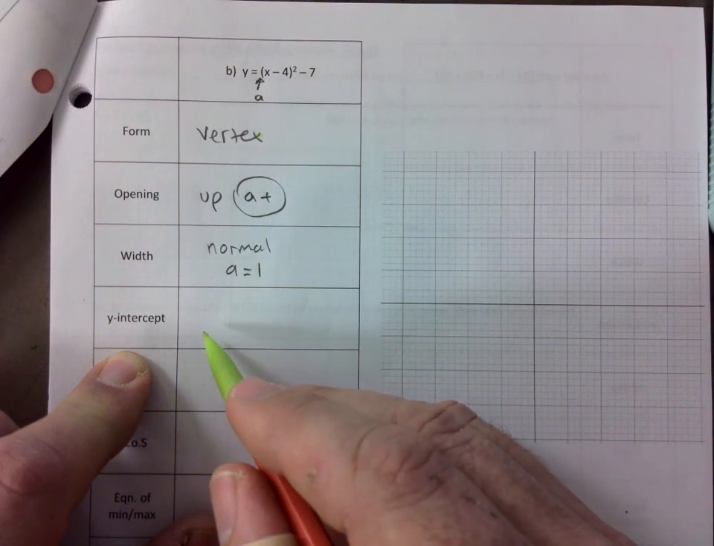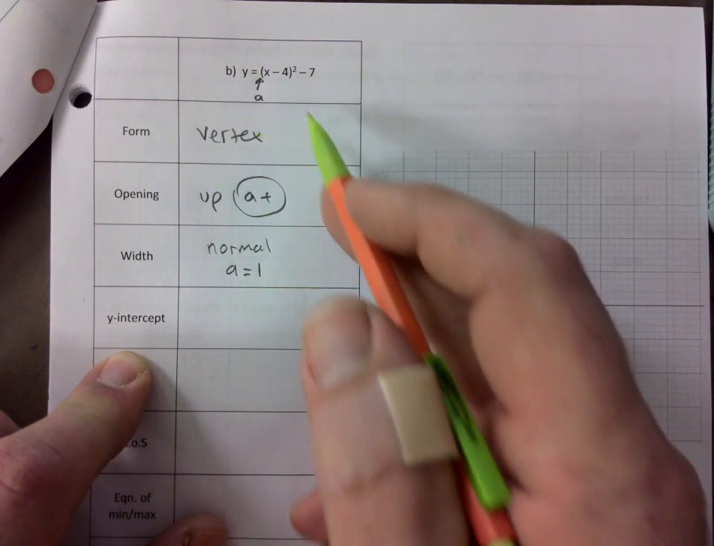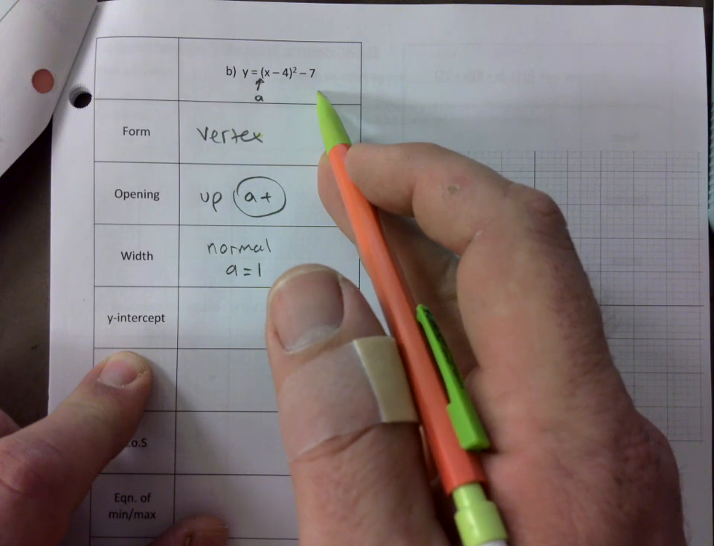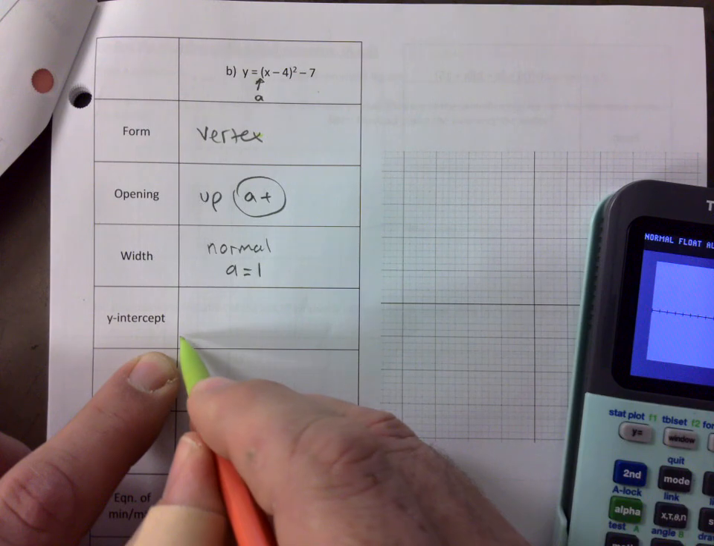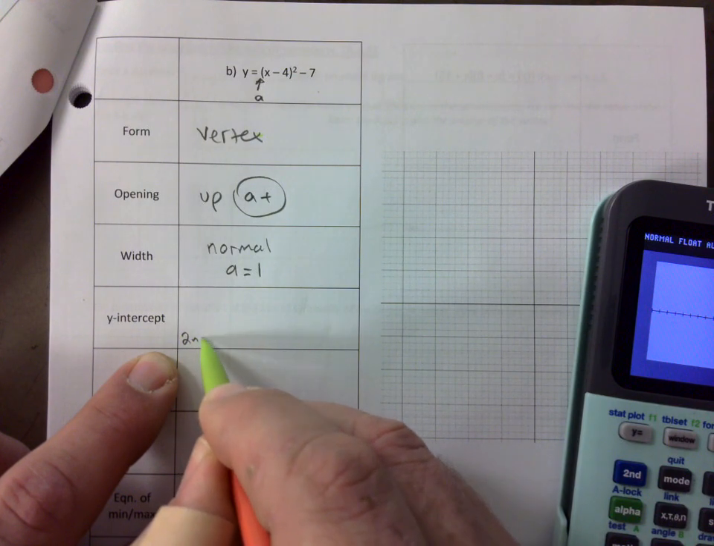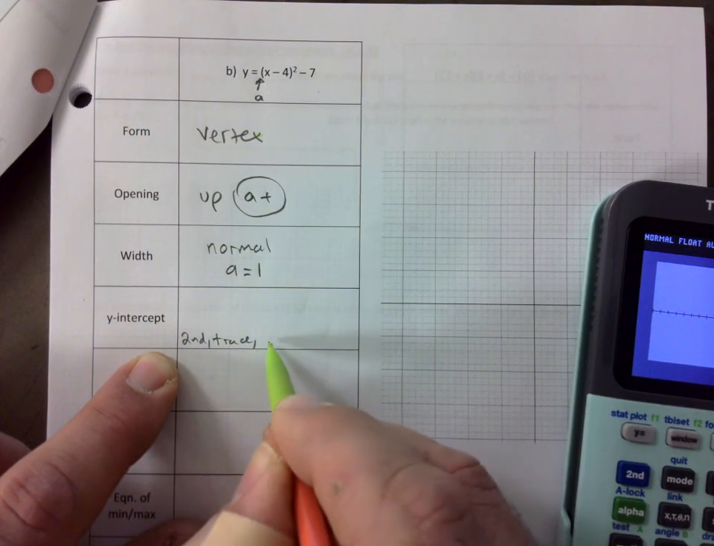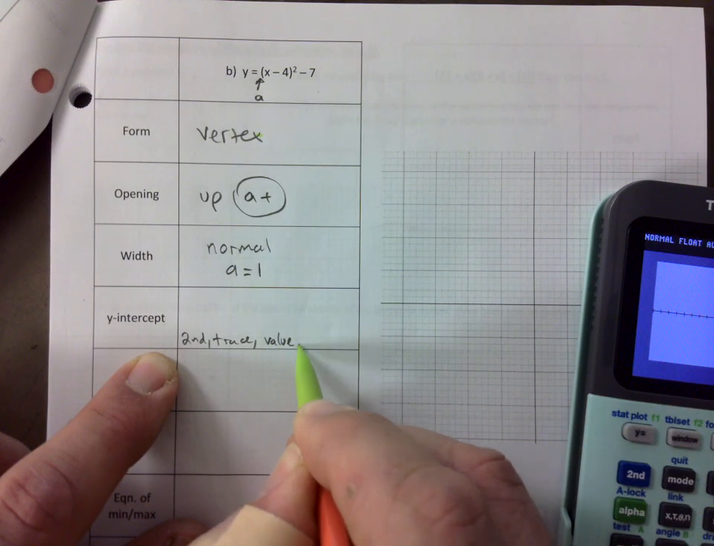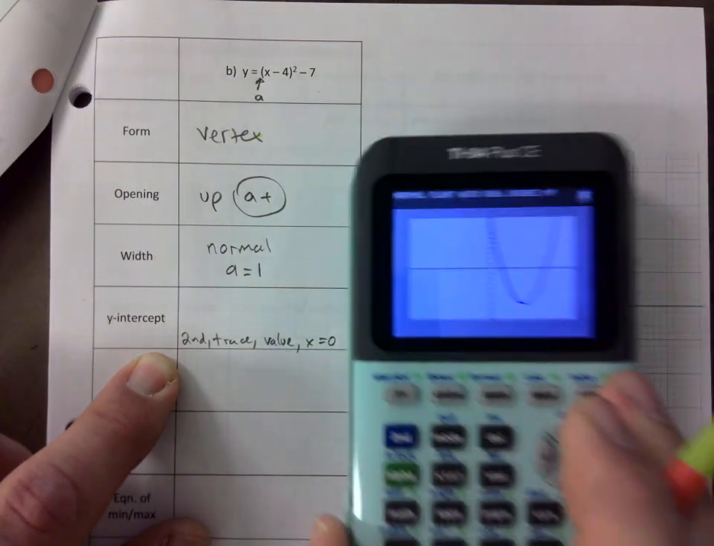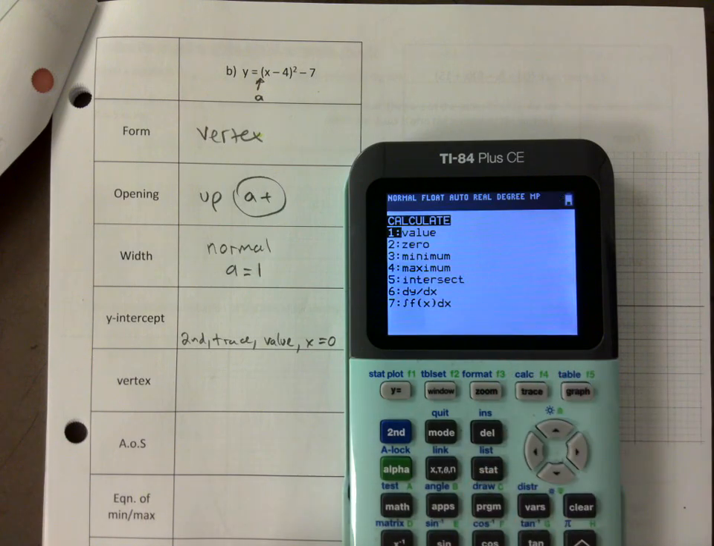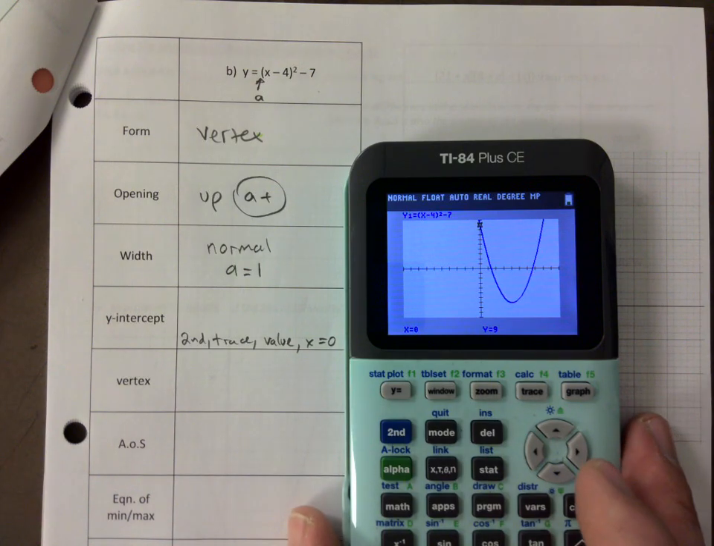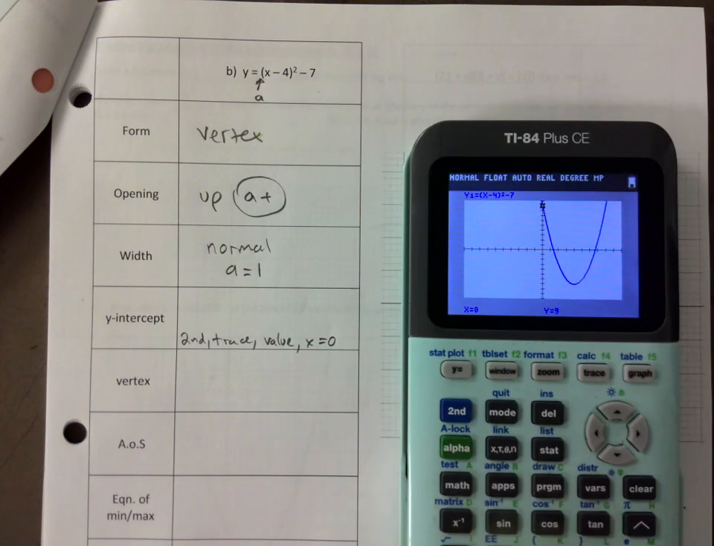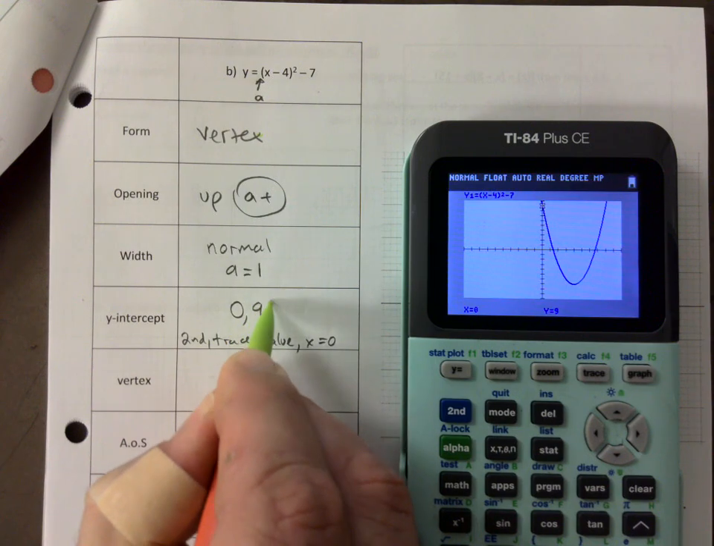Y-intercept, 0, 9, right? Because remember, it's not in general form, so you got to use your calculator for that. So let's put in the keystrokes here. We got to go second, trace, value, and then we make x equal to 0. So go ahead and do that. Second, trace 1 for value, x is equal to 0, and I get 9. That's what you should be getting, okay? So the coordinate is 0, 9.